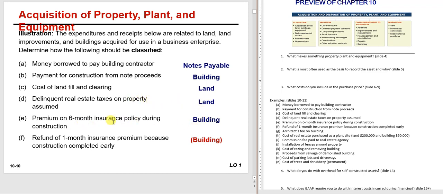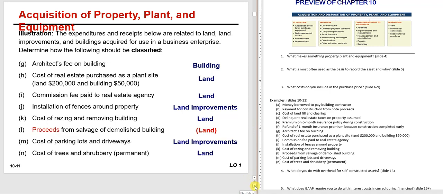So sometimes that is the purchase price. Notice that during construction, I haven't yet opened the building, so it's cost of the building. But if I refund that premium, I sometimes take refunds against the asset it was taken against. Architect's fees, I'm kind of going to go through these. I want you to read them.